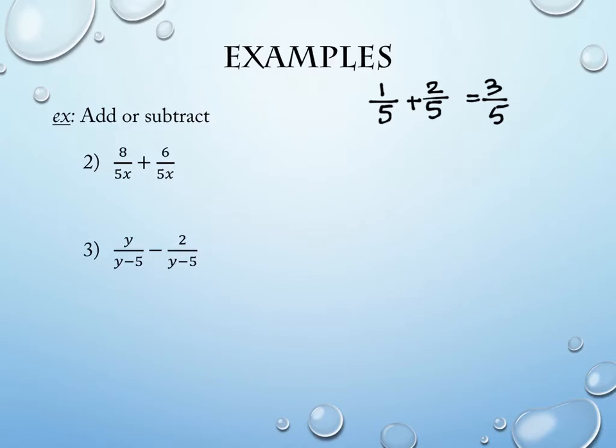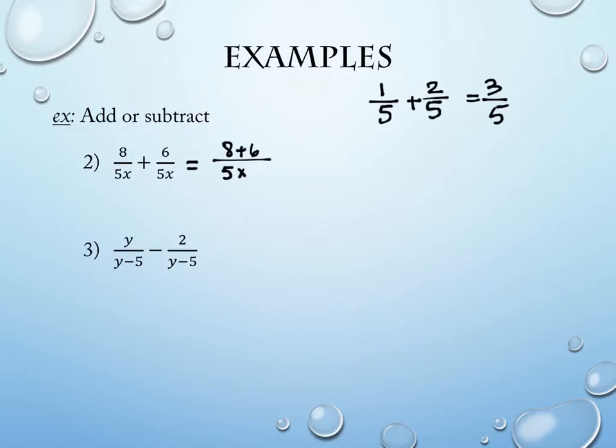So when we're looking at these, we do not add denominators together. The denominators stay the same. They tell us how something is broken apart. It's only the numerators that get combined once the denominators match. So on this particular problem, the denominators match. So we're simply going to combine the numerators.